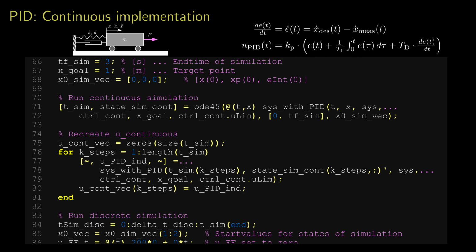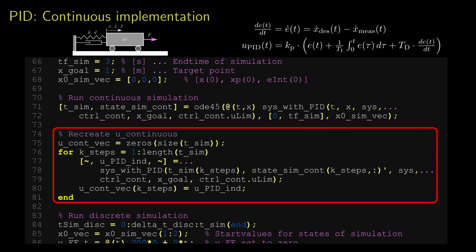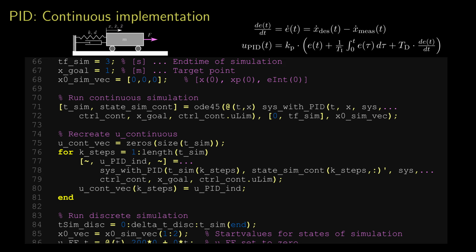In the main function, we run the ODE45 integrator, then loop over the results a second time down here to recreate the controller signal in order to plot it later on. I would highly recommend you to go through the code yourself as well, if it was a bit too quick. The link is in the description.